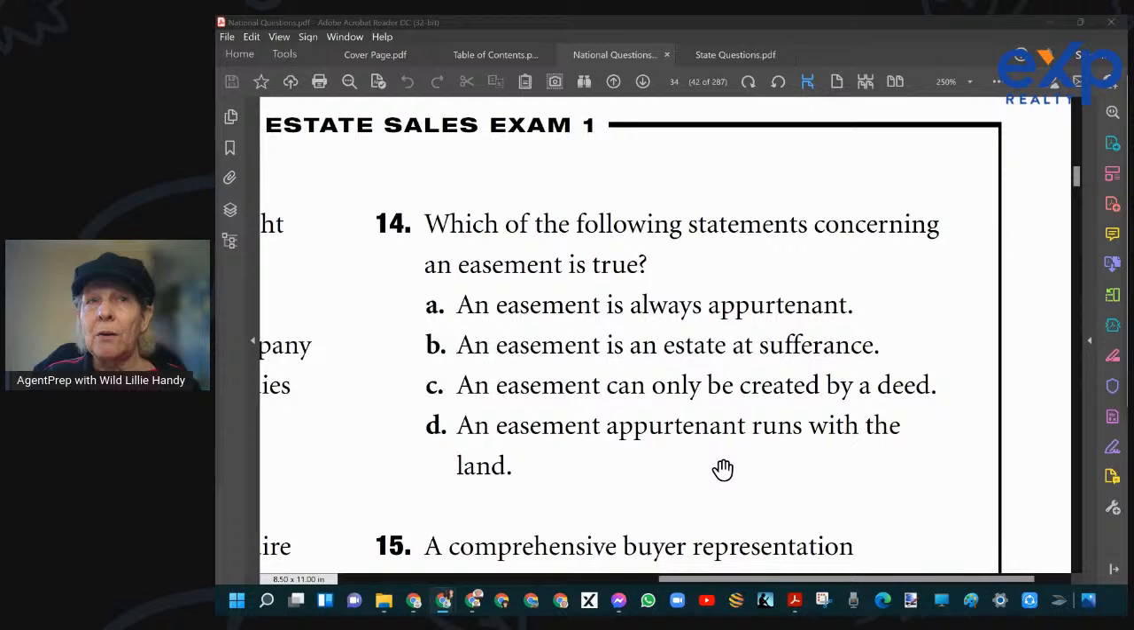As you can see here, we've got five different vocabulary words. See what I mean about learning the vocabulary, the glossary? So which of the following statements concerning an easement is true? Type the question number and your answer in the chat box, either on Facebook or on YouTube. I'll give you a moment for that, and then I'll type the answer in.